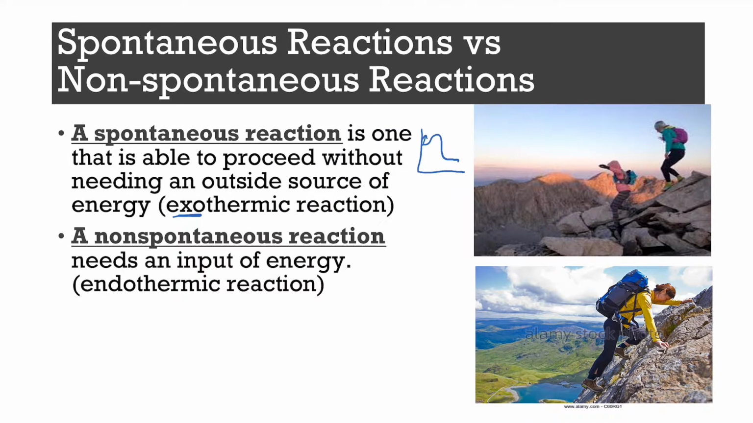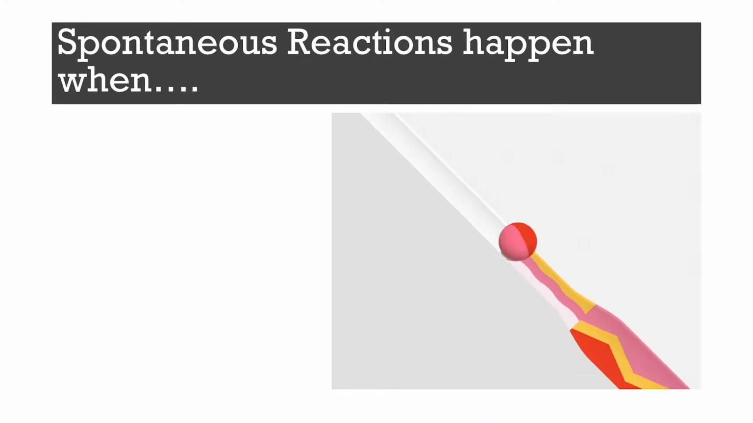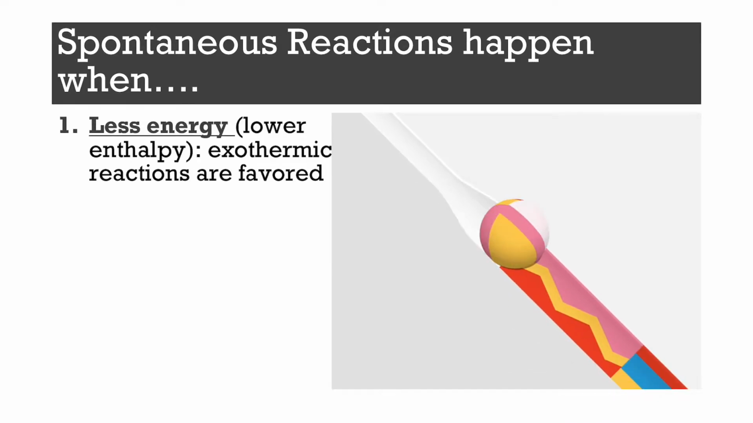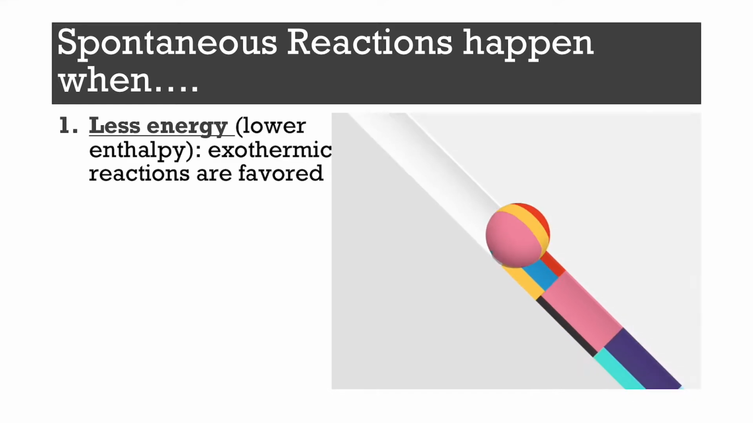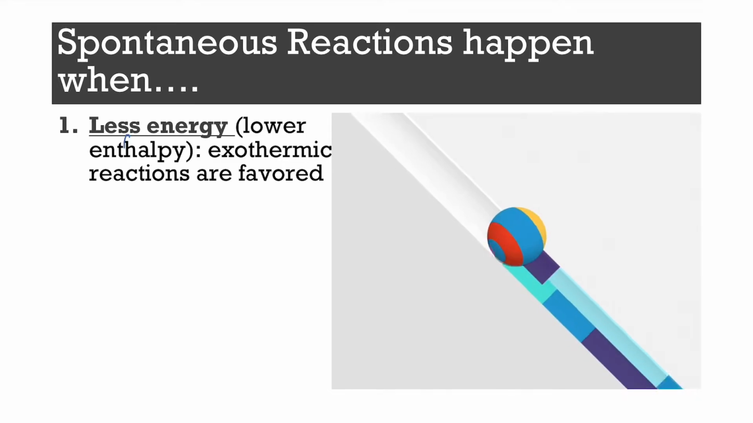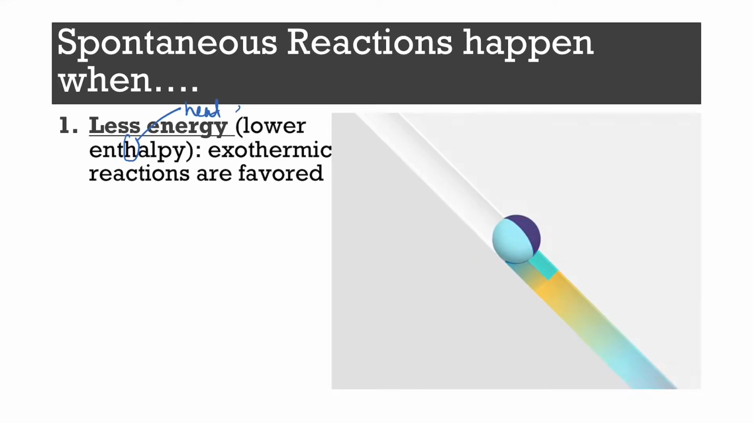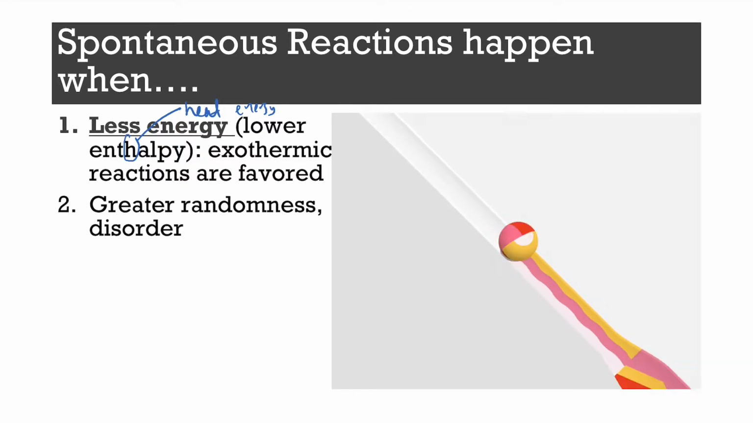Non-spontaneous, on the other hand, needs that input of energy. If you have your endothermic reaction, you need a lot of energy to get that started, and it doesn't really happen on its own. It needs that input of energy. When we're talking about spontaneous reactions, they happen generally when there's less energy. Remember, enthalpy is that heat energy. H, I like to say, is heat. So that lower energy is why these exothermic reactions are favored.